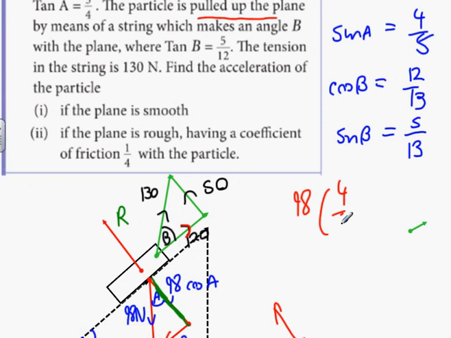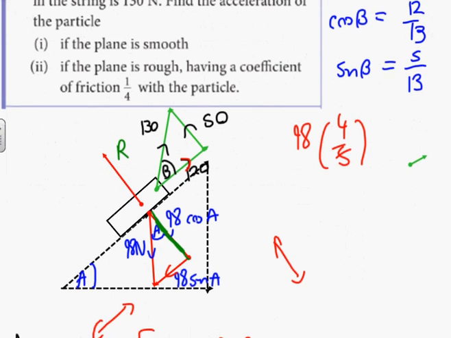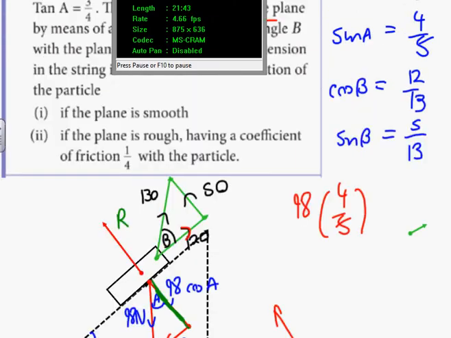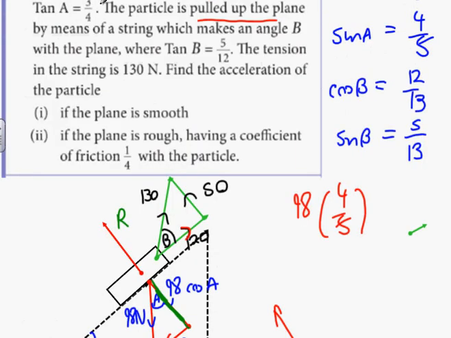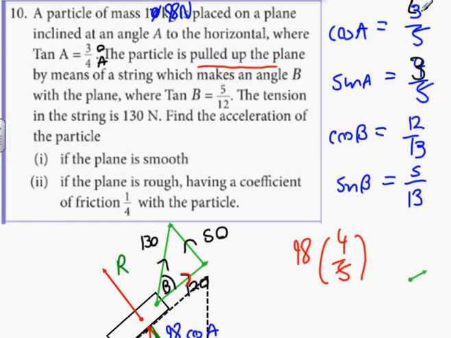98 times 4 over 5? Oh, is it? There's two triangles. You've got that side A and side B. This one here? Just this 3 over 4, guys. The opposite is 3 and the adjacent is 4. So sine A is 3 over 5 and cos A is 4 over 5. Thank you. So it's 98 multiplied by 3 divided by 5. What do you get?